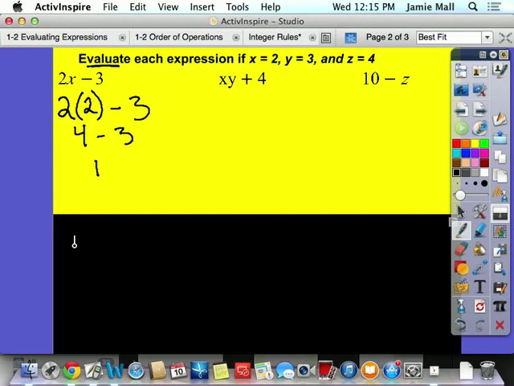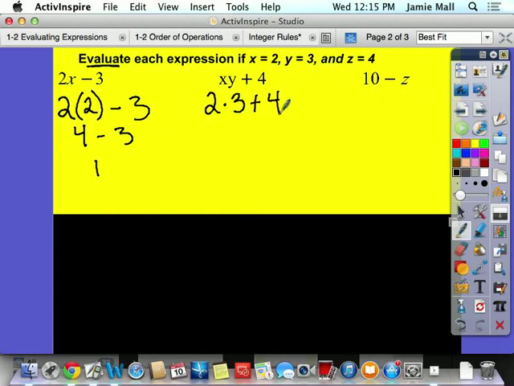Second example, x, y plus 4. x, y means x times y plus 4. So my next line is going to show 2 times 3, and again, you can use parentheses or a raised dot there. There's x times y, 2 times 3, plus 4.